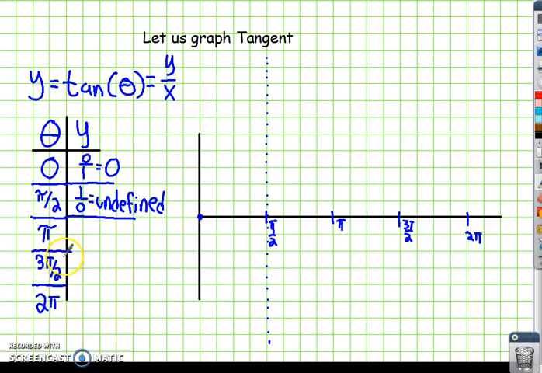Let's hope this graph gets a little better. Pi, we go the y-coordinate of 0, x-coordinate of negative 1. 0 divided by negative 1 is 0. I'm sensing a pattern here. 3 pi over 2. That gives me a y-coordinate of negative 1, but an x-coordinate of 0. Oh, boy. I see where this is going. Undefined again. Another asymptote.